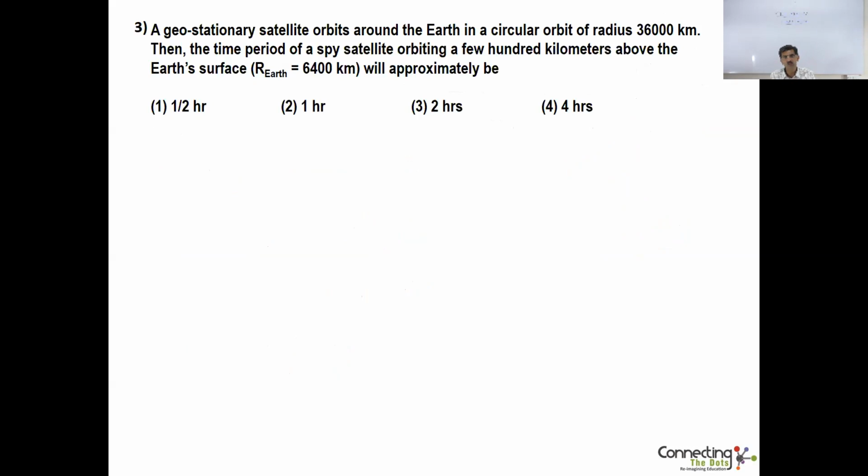A geostationary orbit around the Earth has a circular radius of 36,000 kilometers. There is another spy satellite. The time period of a spy satellite orbiting a few hundred kilometers above the Earth's surface will be approximately how much? When we say geostationary satellite, it implies that the time period is 24 hours. That is the meaning of geostationary.